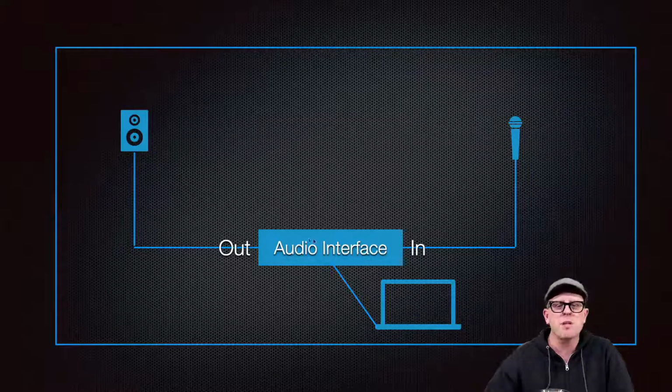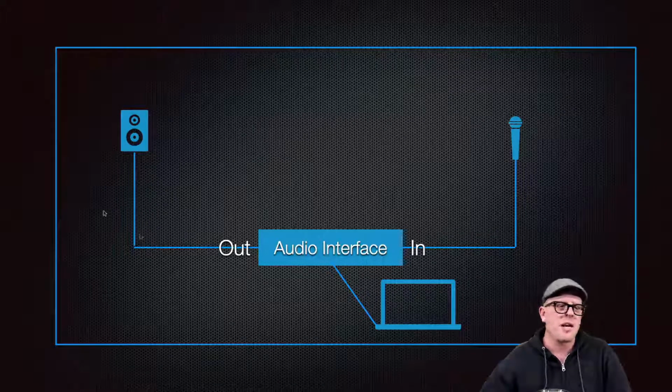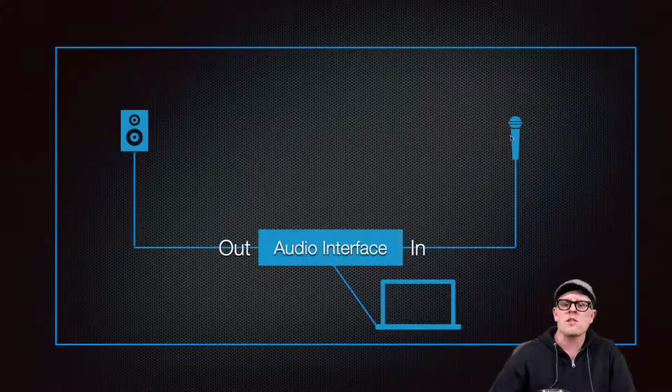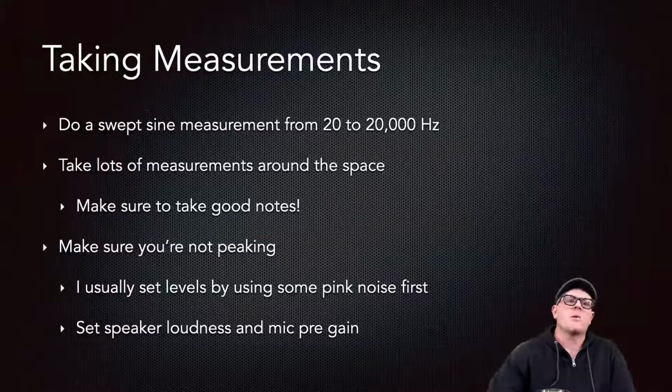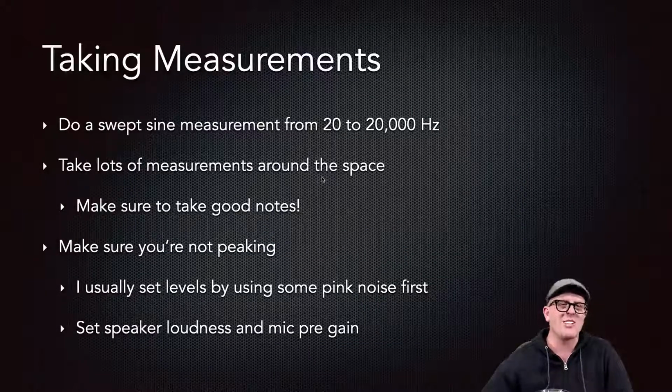In this diagram, I just showed a basic microphone setup. I have my laptop hooked up to my audio interface. I use a Scarlett 2i2. This is my input and my output, and of course phantom power. This is what does the sweep, and this is what measures the room. We're going to do a swept sine from 20,000 hertz, take lots of measurements around the space, and make sure to take good notes.